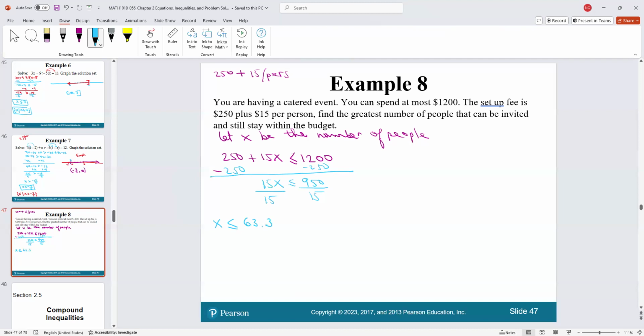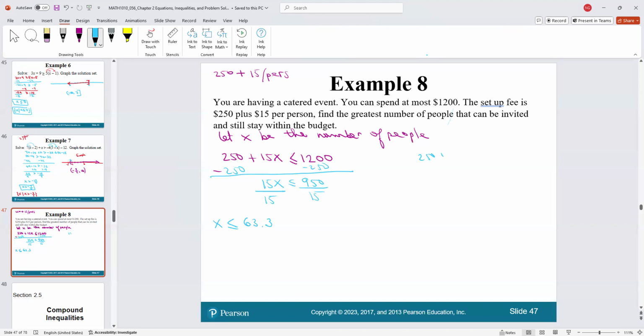That gives you 63.3. Now, you cannot invite 0.3 of a person. You hear 2.5 men only on TV, but in real life it's either 2 men or 3 men. So we cannot have 0.3 people. We either have 63 or 64. Let's see if we go with 64.